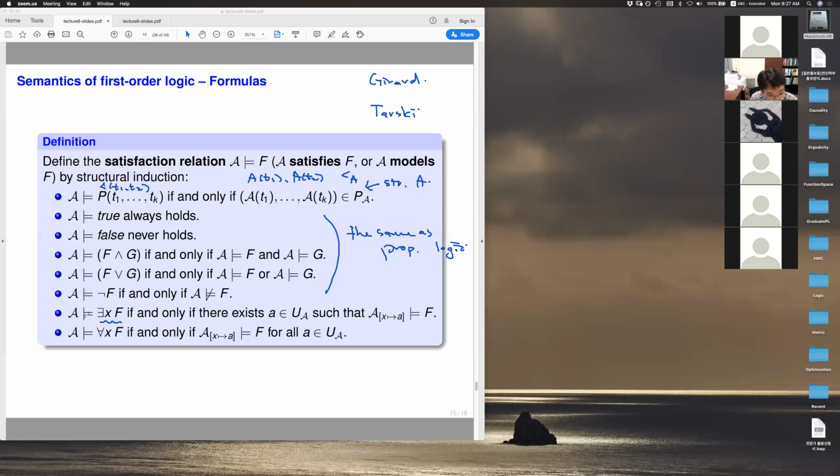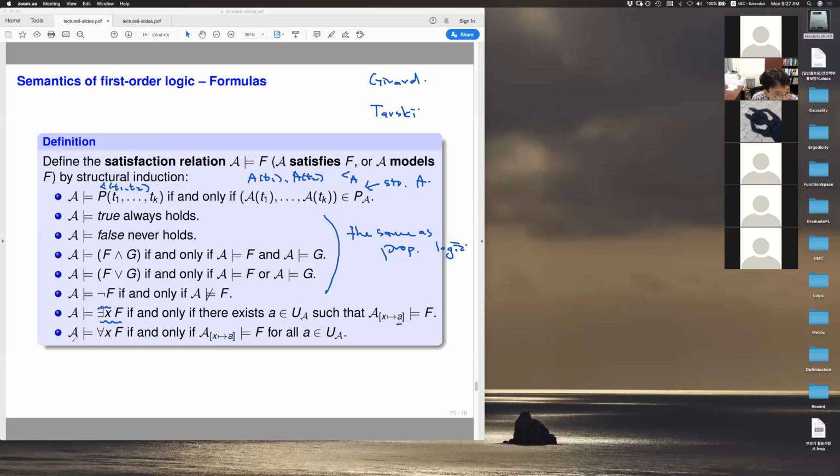But this interpretation actually says this symbol really means existential quantification: this is true if and only if there exists some element in our underlying universe such that if we extend or update A by replacing the semantics of variable X by small a, then the formula F is going to be true in this updated structure. And the universal quantification says something very similar, but for universal quantifiers.